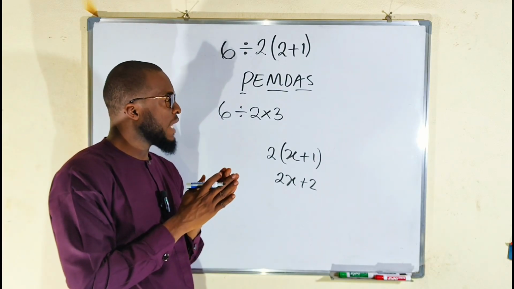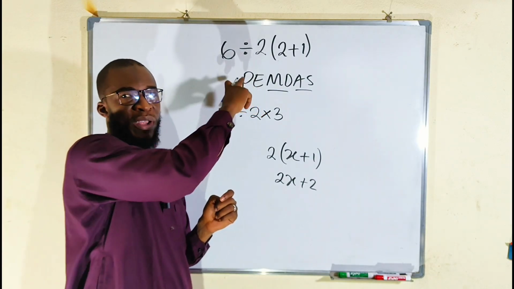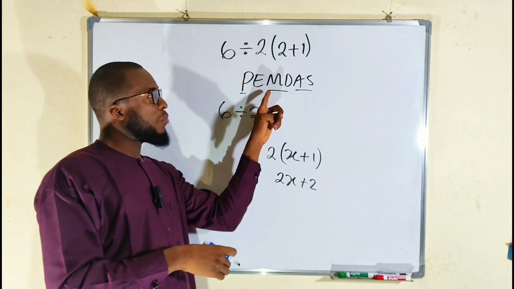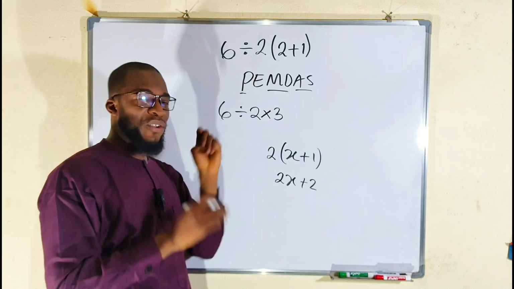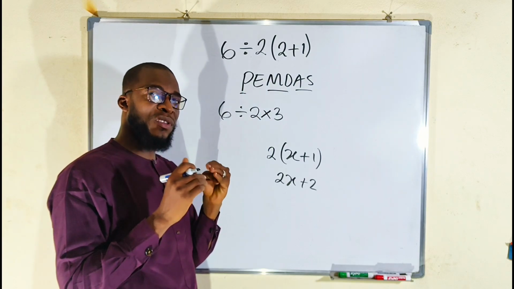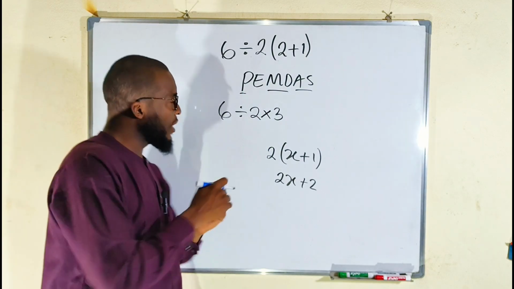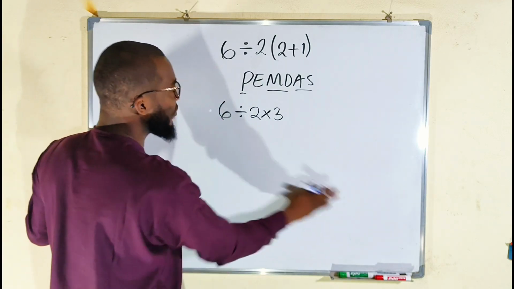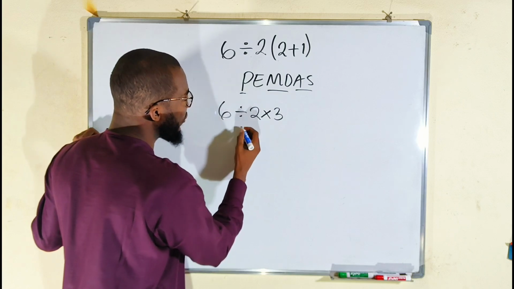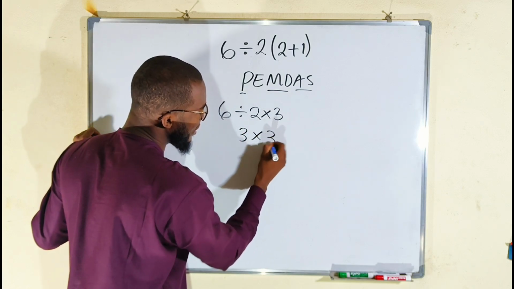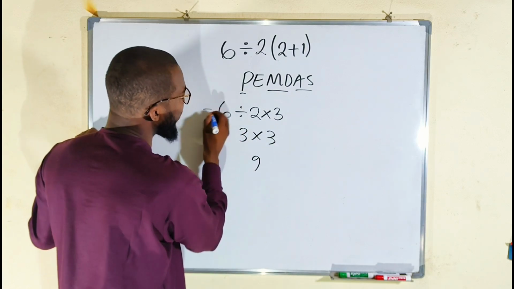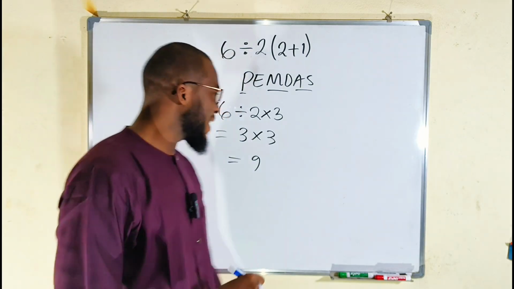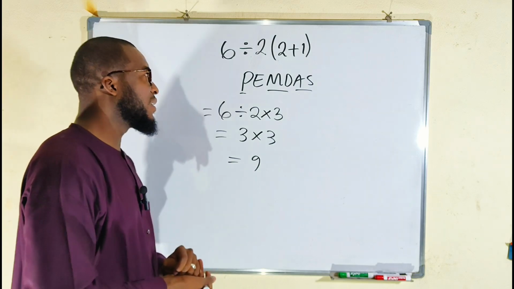No doubt. Then we have no exponent, that is powers, like to the power of 2, power of 3, and so on. But I told you multiplication and division are carried out simultaneously. You should start with anyone that comes first. So we have division before multiplication, hence we have to divide. 6 divided by 2 is 3. Then we still have times 3. And finally, this gives us 9.